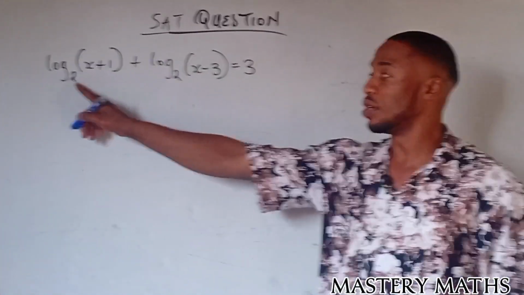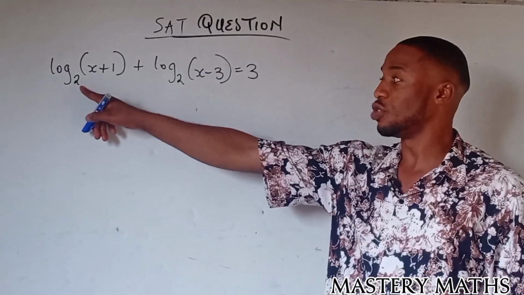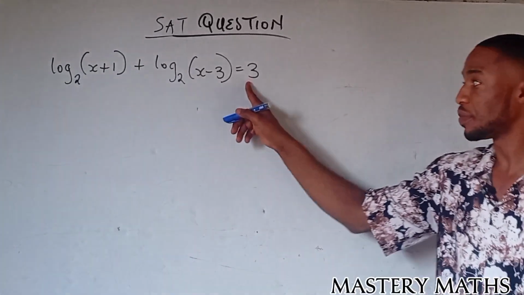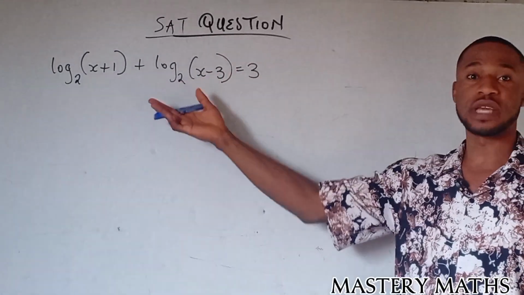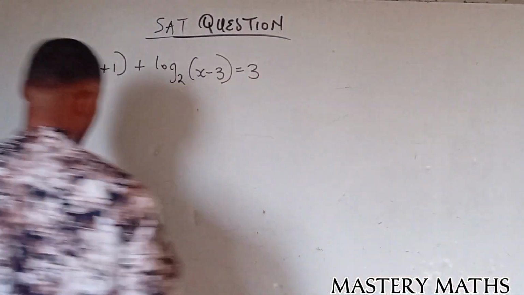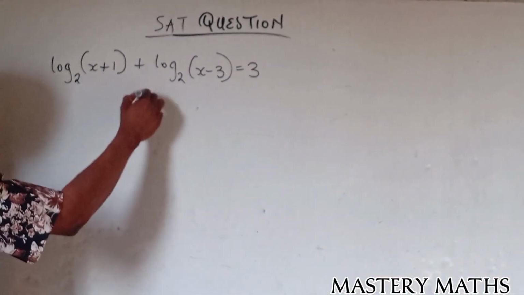Now, you have log (x + 1) to base 2 plus log (x - 3) to base 2 equal to 3. Before I'm able to simplify this to get x as our answer, first of all, you have your solution.